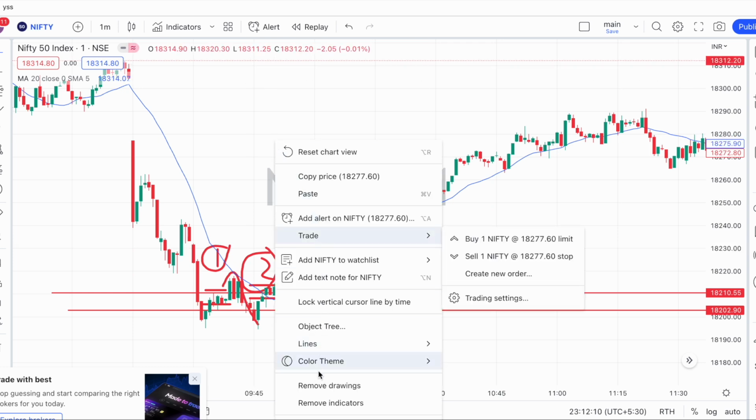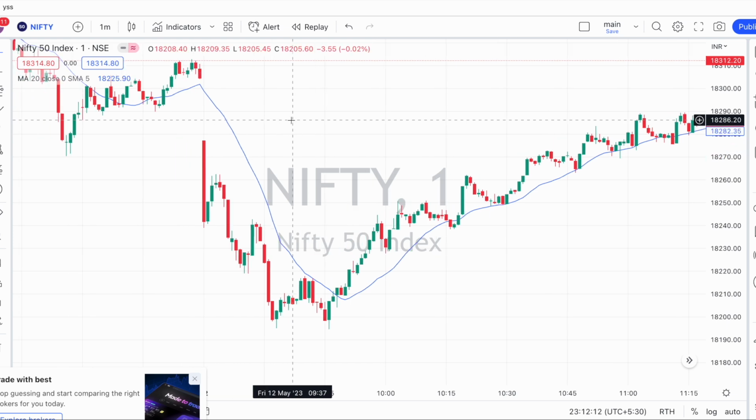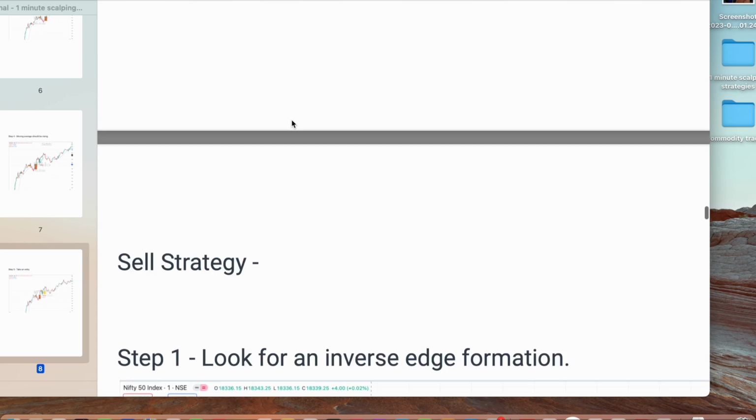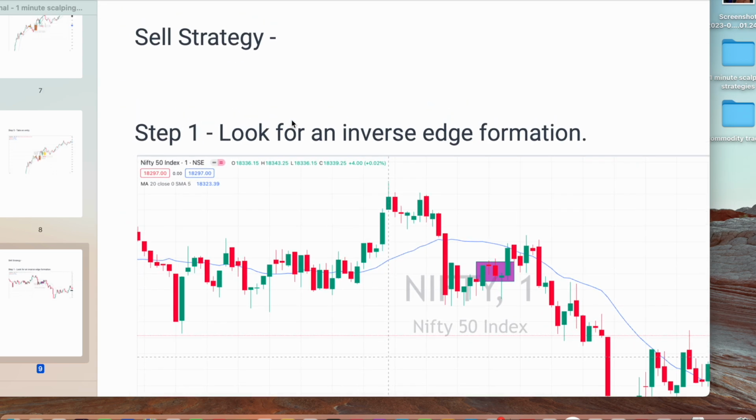Now coming to the sell strategy, there is a minor difference between the buy and sell, and these strategies are discussed and made after a lot of backtesting. So let's discuss the sell strategy.